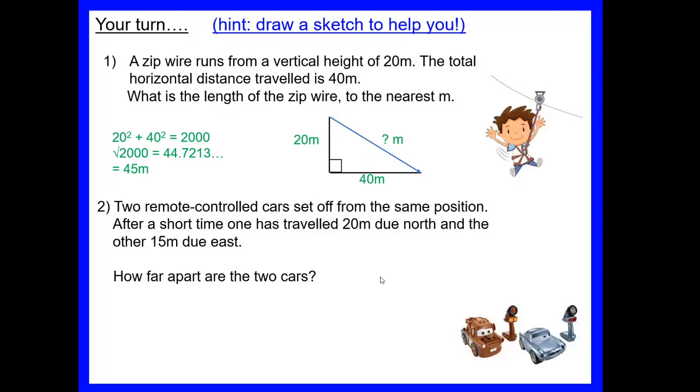Our remote control cars set off from the same position. After a short time, one of them has travelled 20 metres due north, so north being upwards, and the other 15 due east. Now remember, they started from the same position, so they both started from the bottom there. How far are they apart? So north and east are at 90 degrees, and we want to know how far they are from each other now. So 20 squared plus 15 squared is 625. And if we square root 625, we get exactly 25 metres apart.